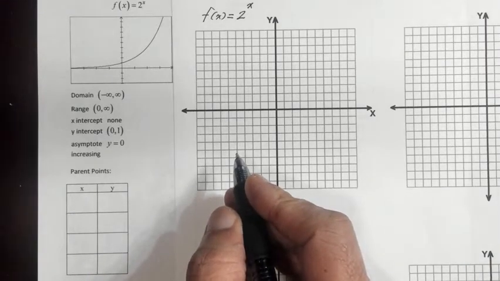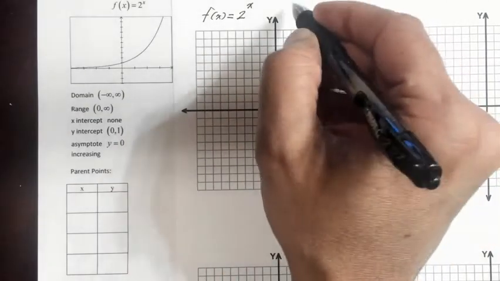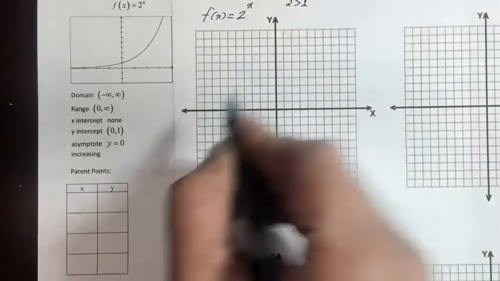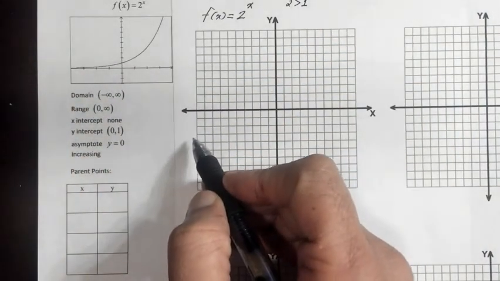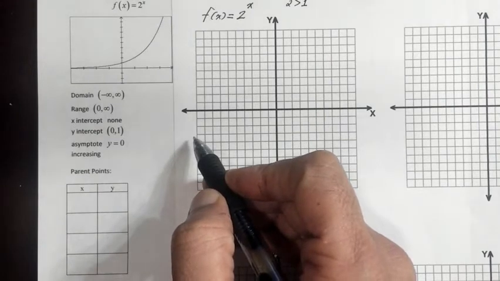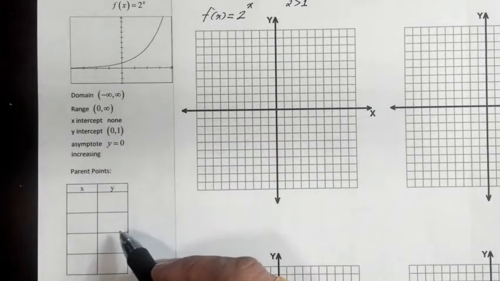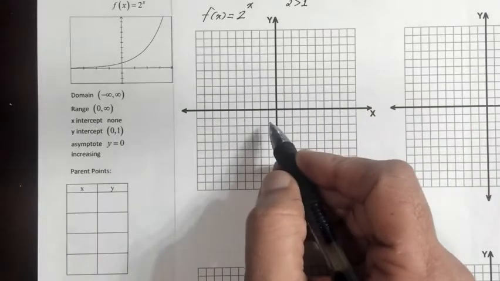Let's look at an example. F of x is equal to 2 to the power of x, and we already know the base is 2. 2 is greater than 1, so that means this function is going to be a growth, and you can see that it's over here, but I'm going to help you with how to graph this one step by step. We will get these attributes later, and before we do that, we will just look at the parent points and we will graph the function.